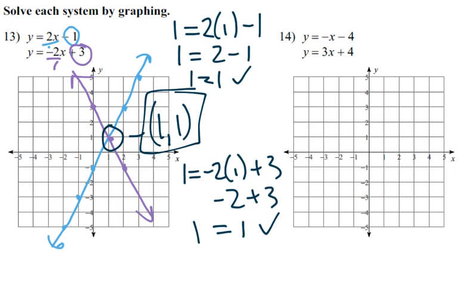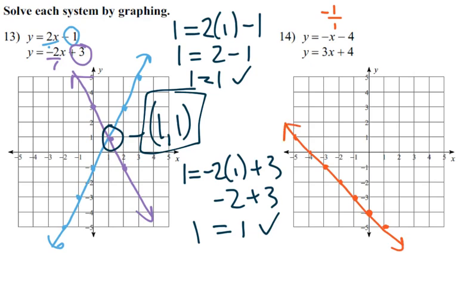Now let's take a look at 14. So y equals negative x minus 4. So start at negative 4. Slope of negative x is like negative 1 over 1. So we're going down. So I go down 1 to the right one, or up 1 to the left one to keep that same pattern. Draw my line.